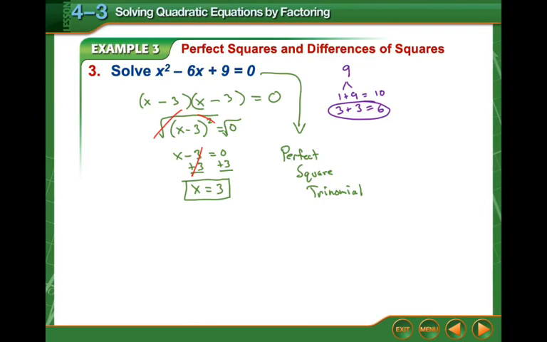The 6 could be positive or negative. If it's positive, it's just going to be x plus 3 and x plus 3. But otherwise, that's what we got going on there. The next one's for you to try.